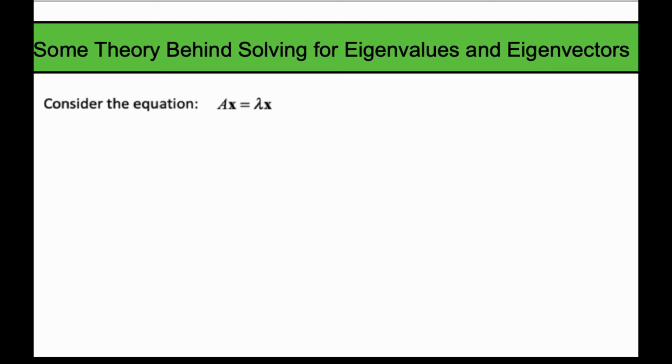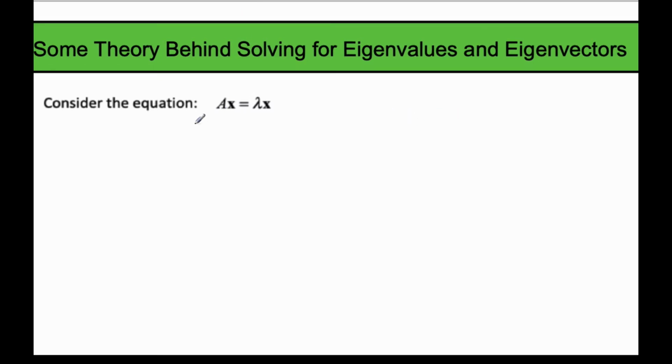Okay, it's Mr. Rops here, and I'm going to talk some theory behind solving for eigenvalues and eigenvectors. If you're doing the math applications HL course, the theory is not important for the course, but if you're interested, it might give some more understanding. But this is purely optional for you.